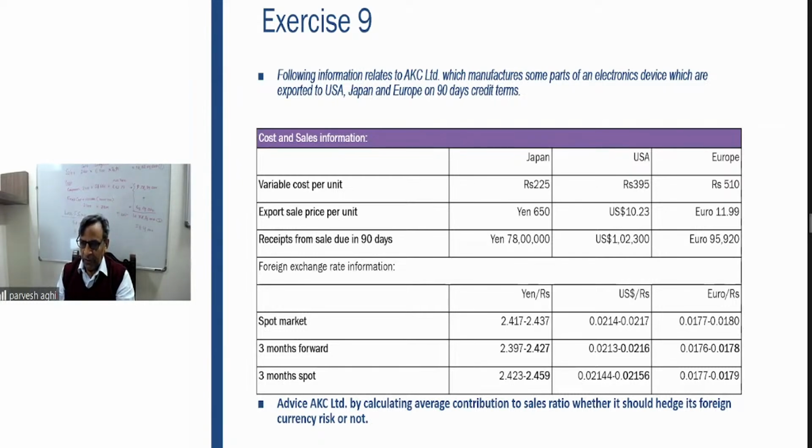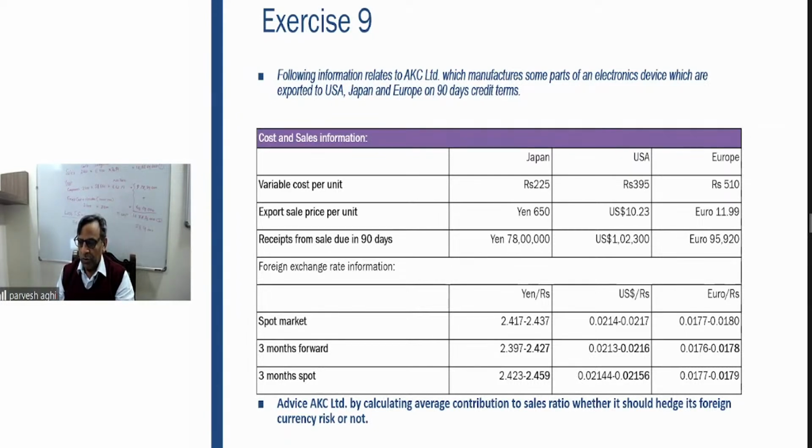So the spot rate is given. Okay. Fine. The spot rate is of no use because the question says whether we should hedge the currency risk or not. So the important rates will be the 3 months forward rate and the 3 months spot rate. So we can just ignore the spot rates because the 3 months forward rate and 3 months spot rate are relevant here. So here are the rates of the Japanese currency, USA and Europe.